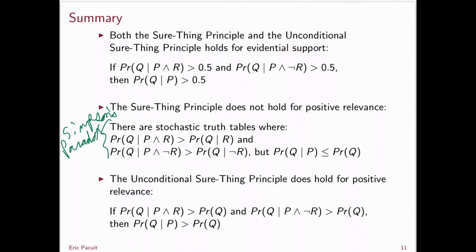However, if we consider the unconditional sure thing principle, then this does in fact hold for positive relevance. That is, if the probability of Q given P and R is greater than the probability of Q, and the probability of Q given P and not R is greater than the probability of Q, then it must be the case that the probability of Q given P is greater than the probability of Q. And this holds in any possible stochastic truth table, assuming, of course, all of these conditional probabilities are well defined, so that the probabilities of P and R and P and not R are all non-zero.